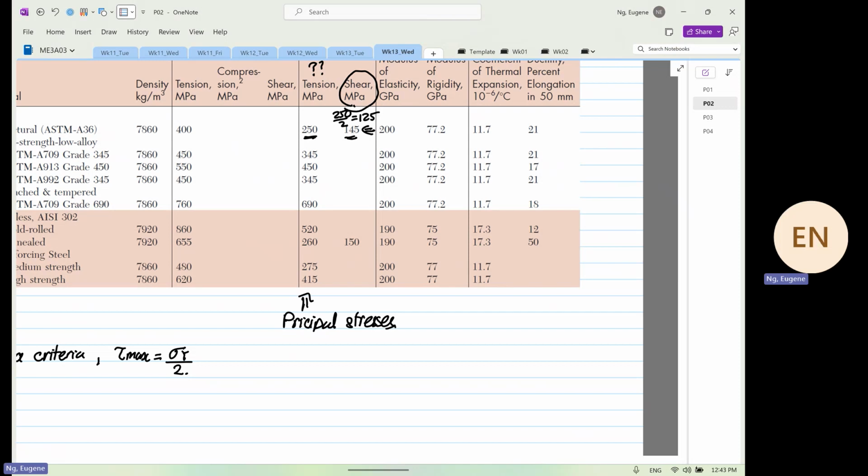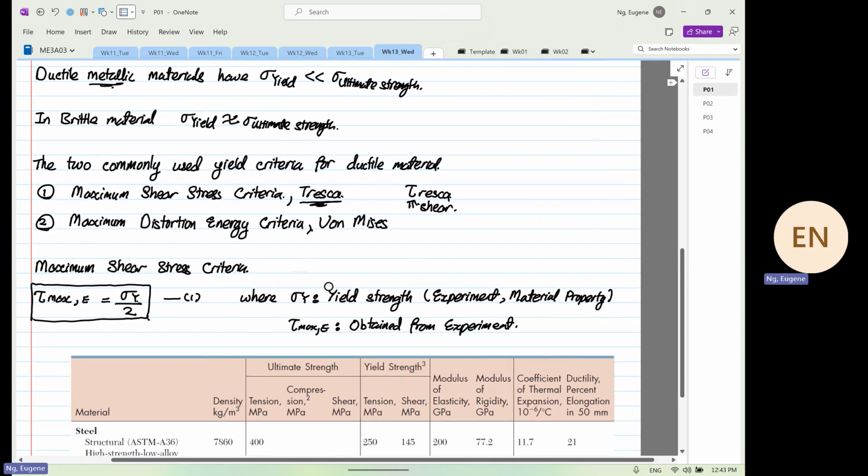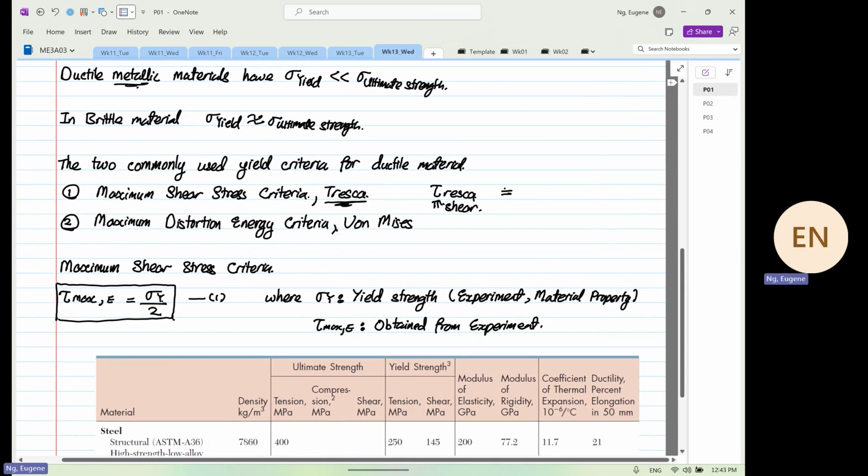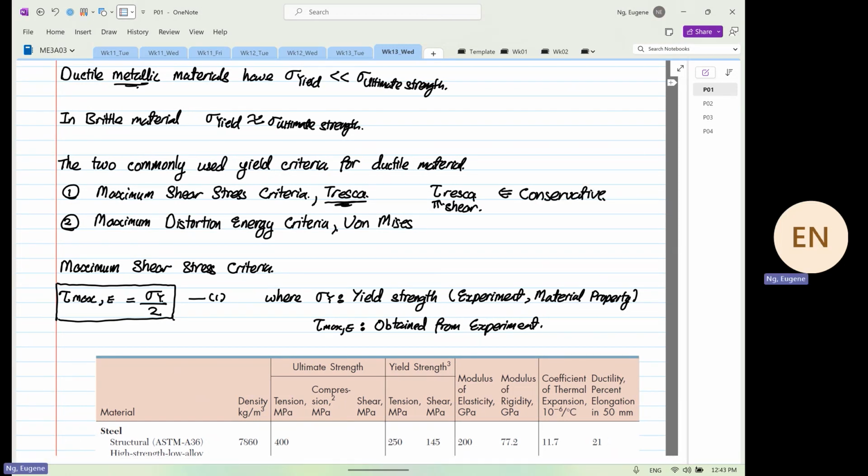Think about it. Likewise, over here, there's another value. This is 150 from experiment. If you only have the tensile, you can use 260 divided by 2, which is equal to 130. So it's not so far away. I think it's a good sense of approximation. If we were to go back over here, these two criteria, the Tresca is more conservative. This is more aggressive. Later on, I'll show you why.